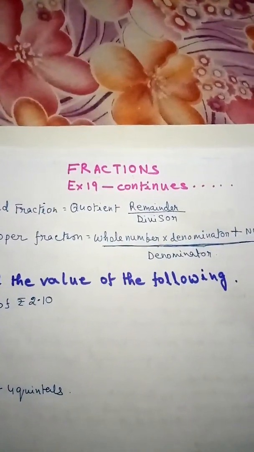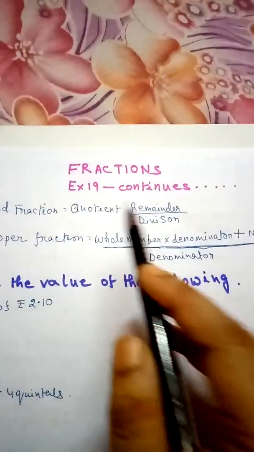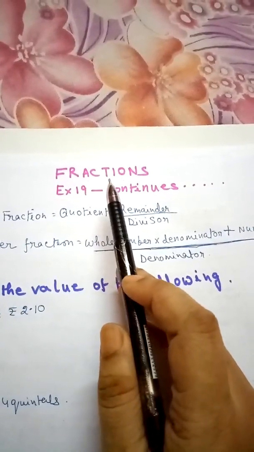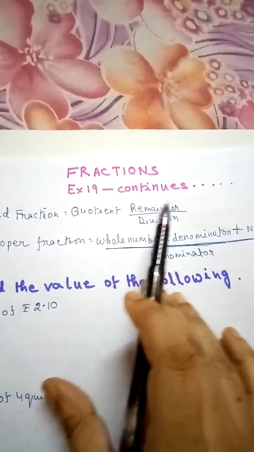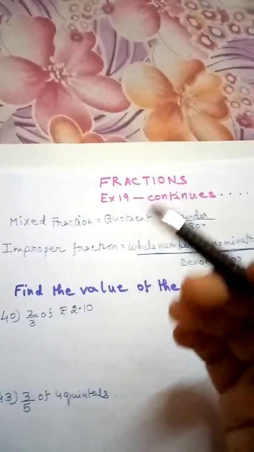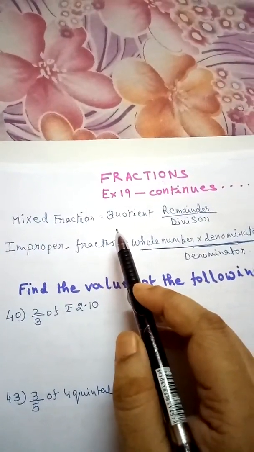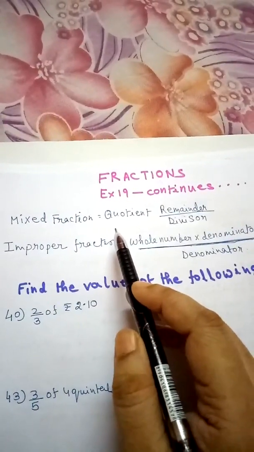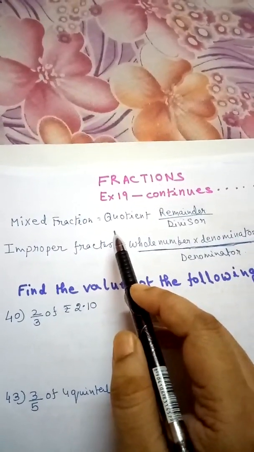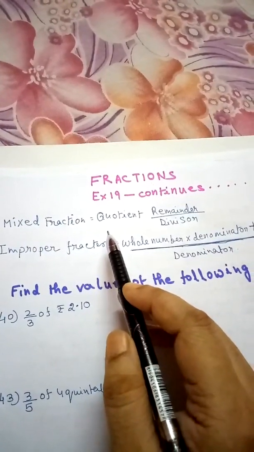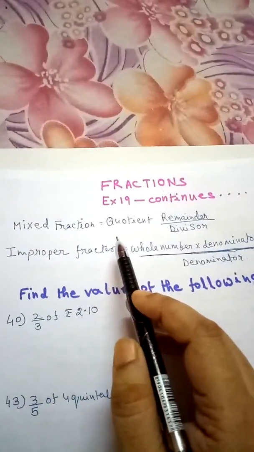Class 5. Today I am going to continue again with exercise 19, that is fractions. Before continuing this exercise 19, in my last videos I told you how to convert mixed fractions into improper fractions and improper fractions into mixed fractions.